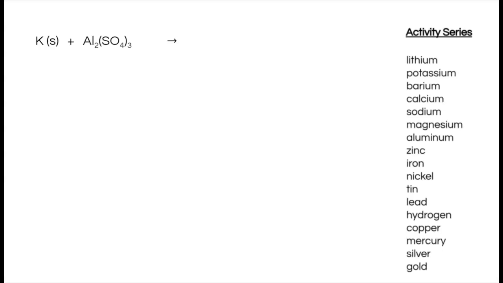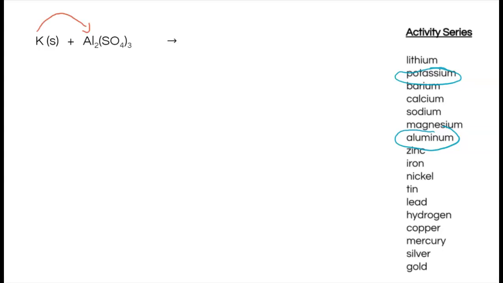Okay, so again, looking for those cues that this is single displacement, I have element and compound. My first instinct is to go ahead and look at our chart. I'm finding potassium. Potassium is up here at the top, and then aluminum is below it, which means in fact that potassium is going to be able to bump out our aluminum cation out of the way.